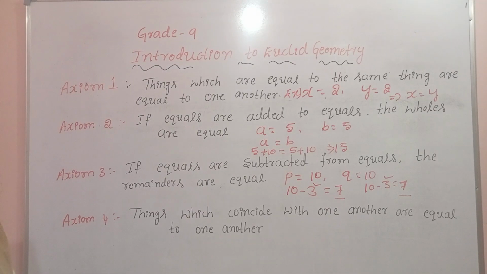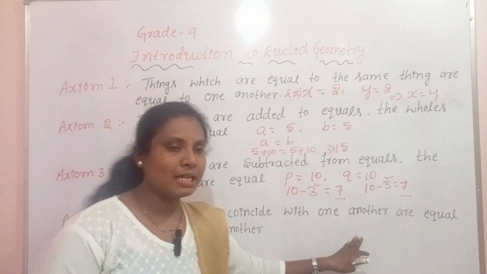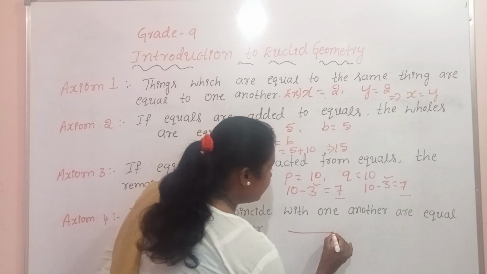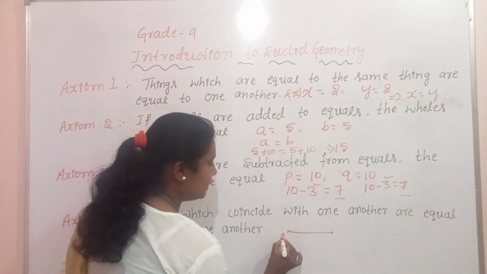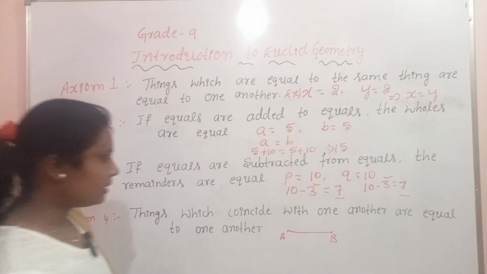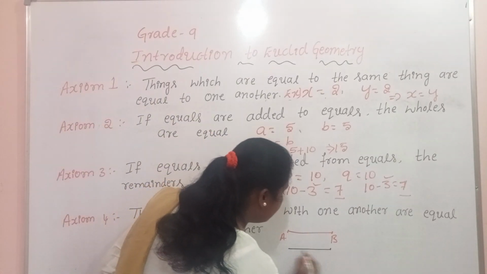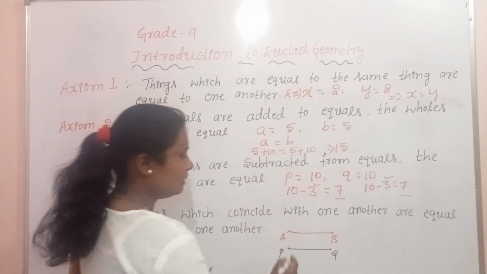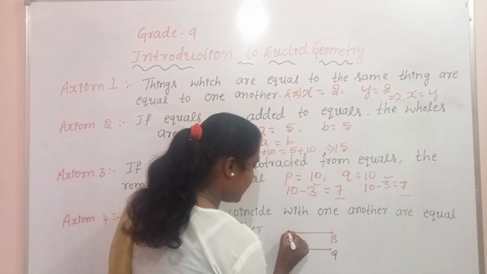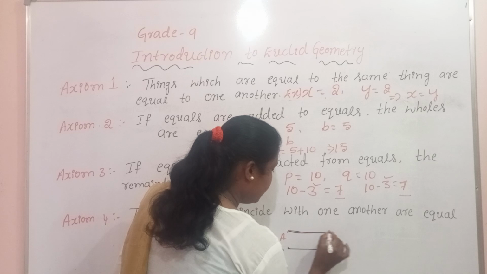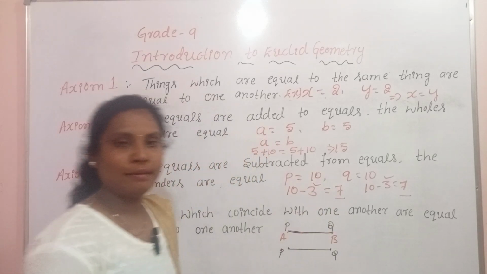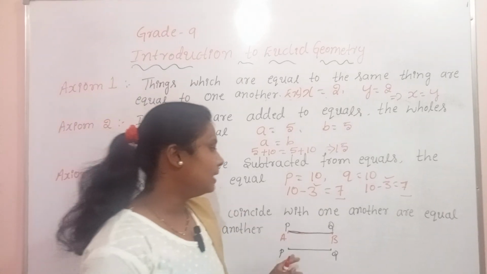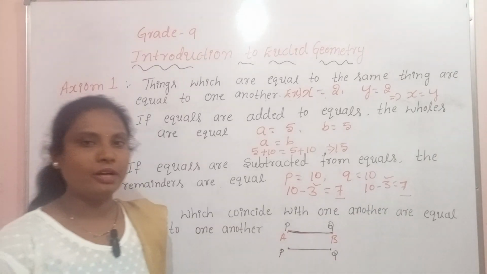Then come to the fourth axiom. Things which coincide with one another are equal to one another. If I draw a line of this much length, and another line PQ, if both have the same length and coincide, it will resemble the same line. So the things which are equal to the same thing are equal to one another.